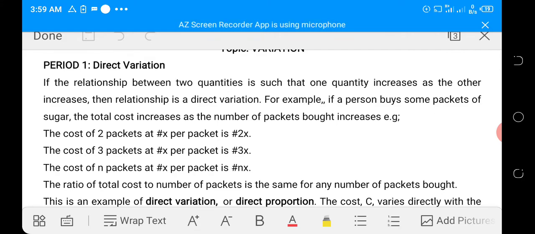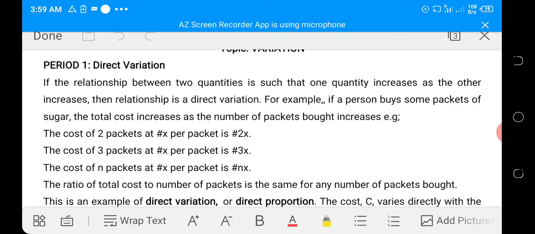The ratio of total cost to number of packets is the same for any number of packets bought. What they are saying here is that if the cost of 2 packets at X naira per packet is 2X naira, then if you divide 2X naira by 2, you are going to get X naira. Also, for the 3 packets that cost 3X naira, the total cost, which is 3X naira, divided by the number of packets, will also give you X naira. That is the cost per packet. That is how it will be for the total number of packets bought.